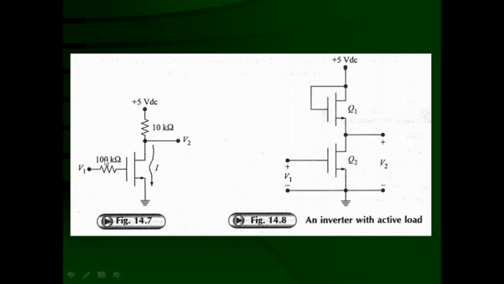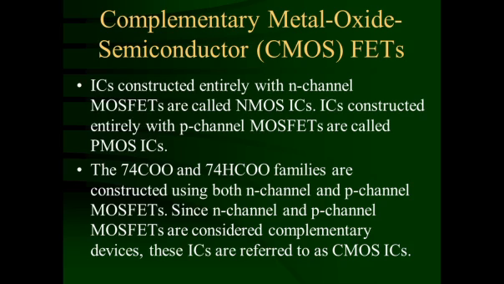So V2 is going to be 5 volt. If V1 is equal to 5 volt, then this is going to be conducting, the voltage will drop here, and V2 is going to be 0 volt. This is an inverter with the active load. This passive resistance is replaced by a MOSFET. The gate is directly connected to the drain, so the upper MOSFET Q1 is always on. This is also an N channel MOSFET, this is also an N channel MOSFET. So with the NMOS technology, this works.